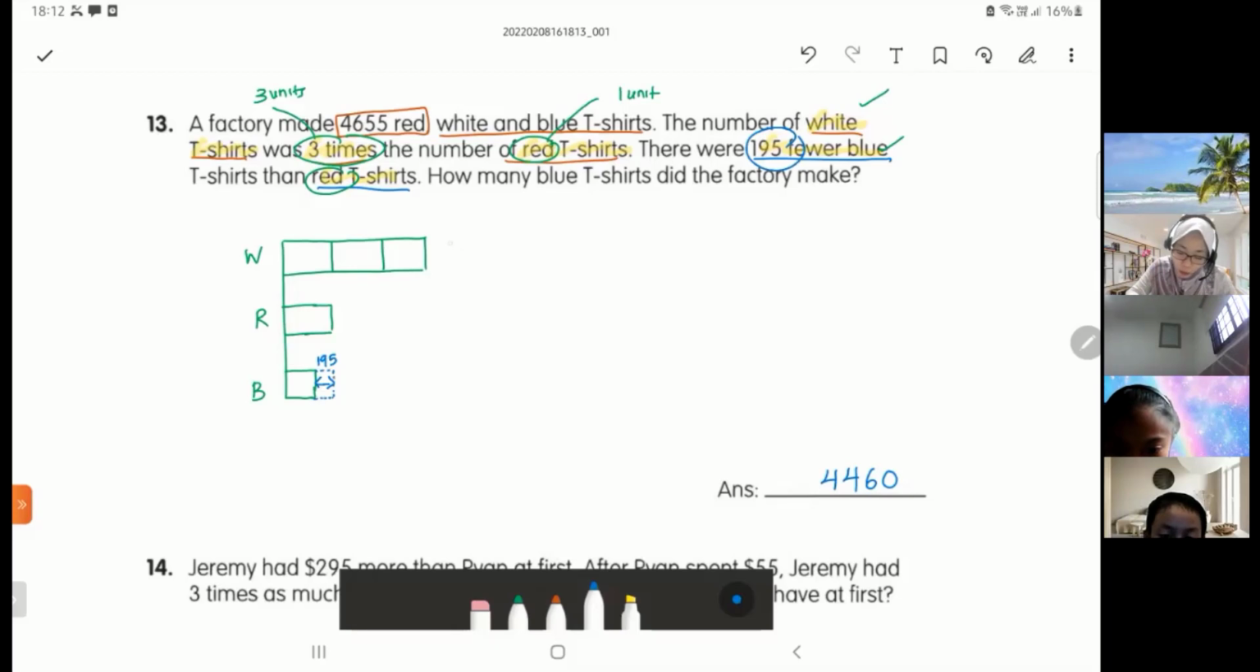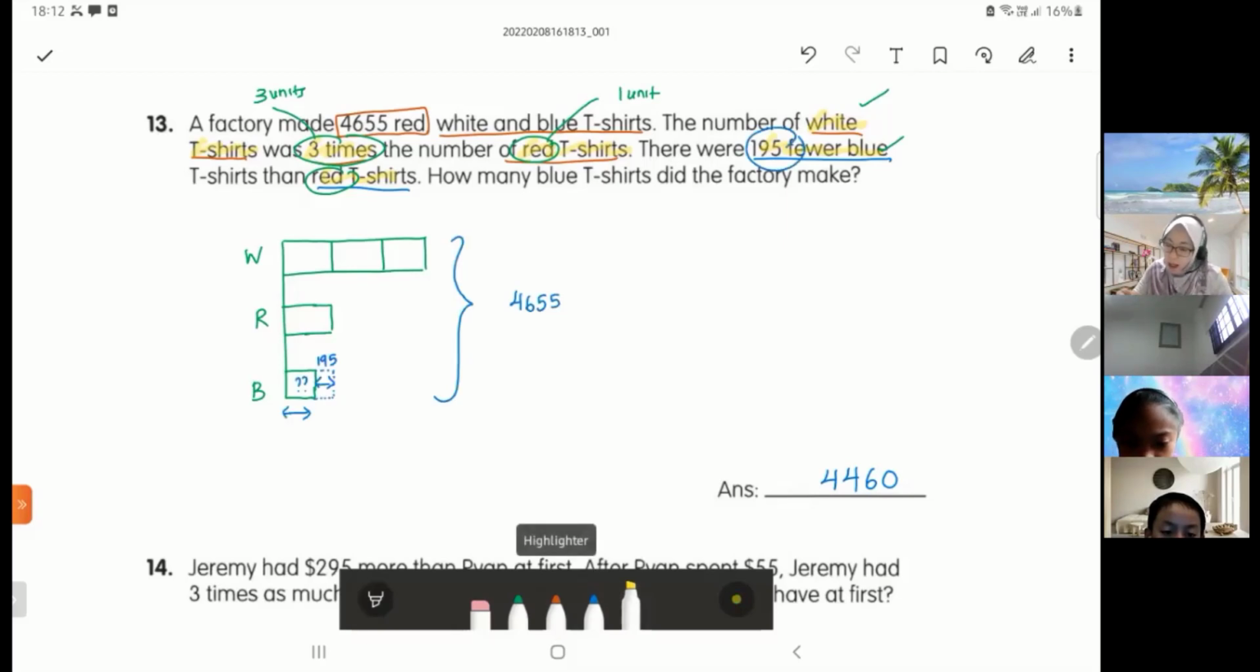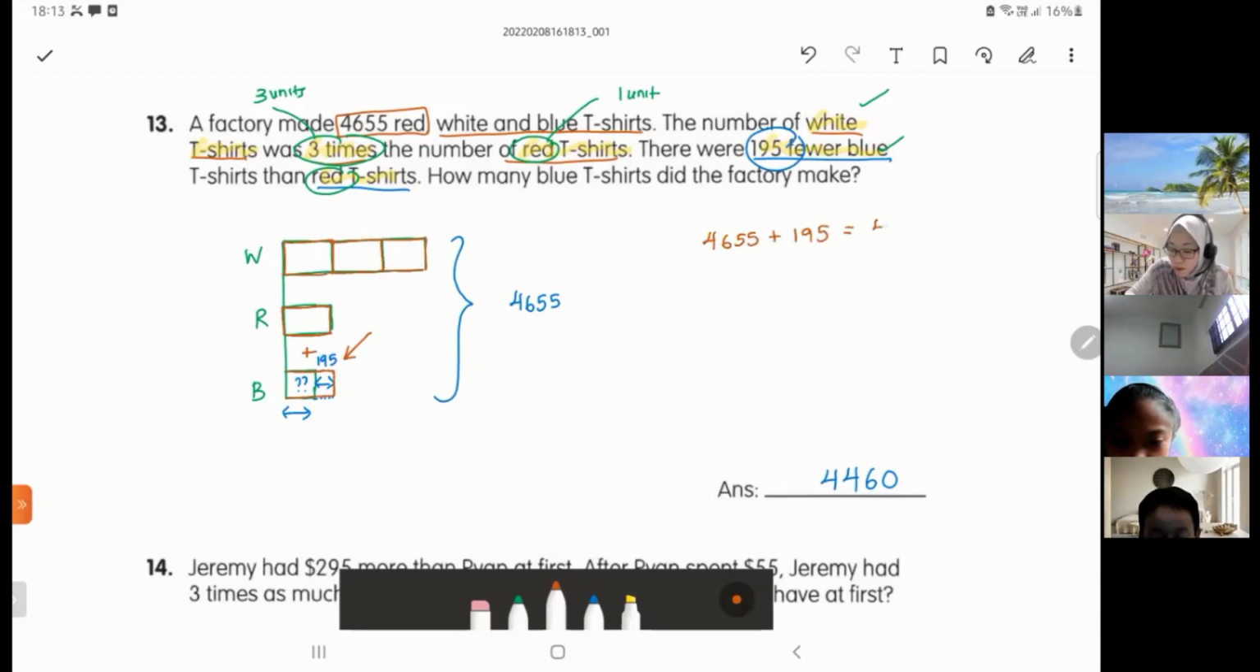And I know my total. My total is 4,655. How many blue t-shirts did the factory make? I want to find this. So I would want to add on to my blue so that it becomes a perfect 1 unit. This is 1 unit, this is 1 unit, 2 units, 3 units. Can you see? If I add in my 195, I get a perfect 1 unit for my blue. So I need to add in first: 4,655 plus 195 equals 4,850.